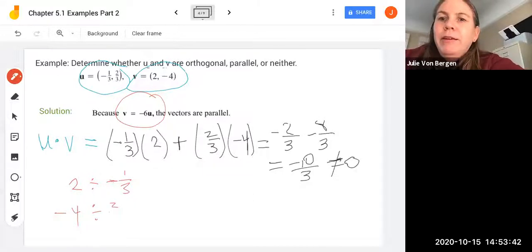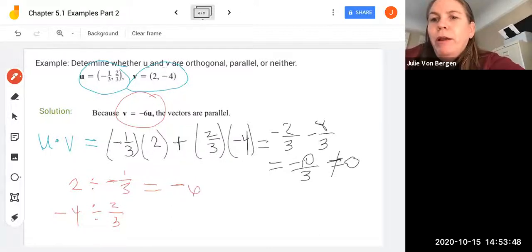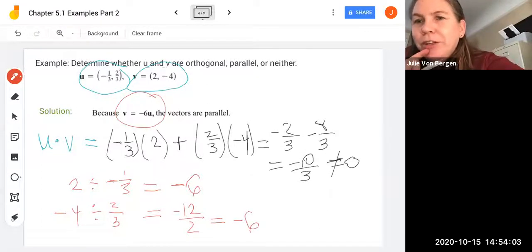And then you could see here, oh yeah, this is just going to be a -6 because we get to flip that fraction and multiply. And then this is going to be -12/2. Which is also -6. So you can, by hand, do your component-wise division to check for parallel. And so since we get that here, we say these vectors are parallel, they're not orthogonal. Obviously, it's one or the other.